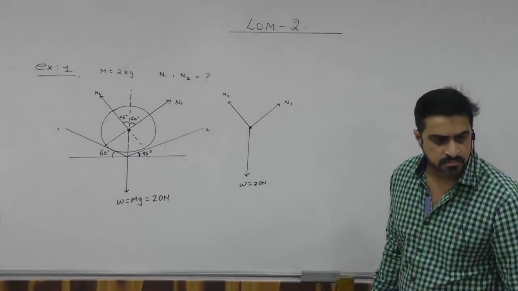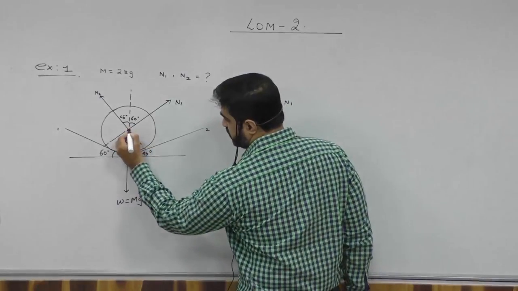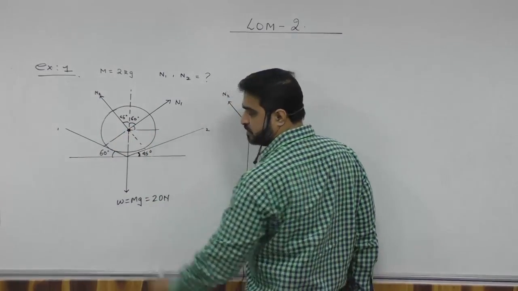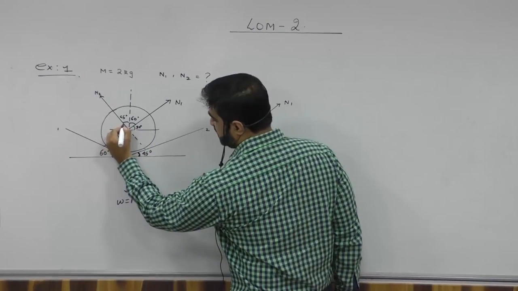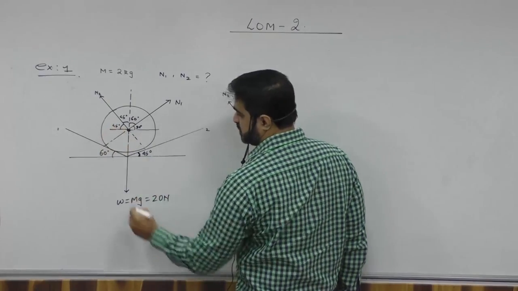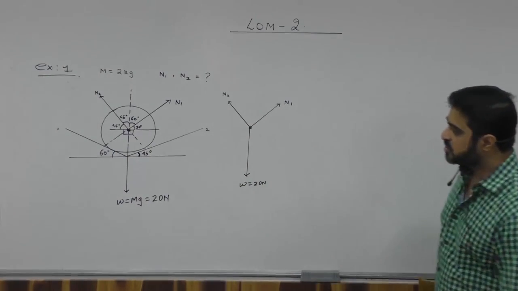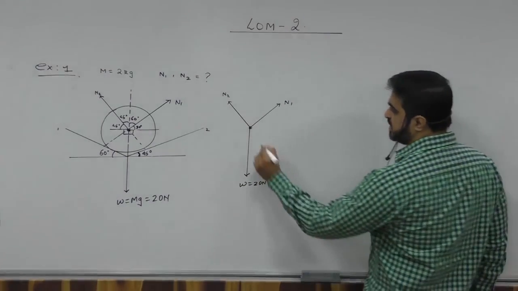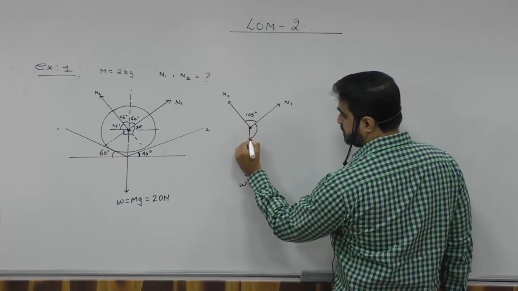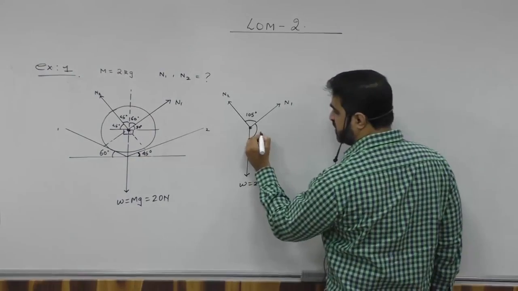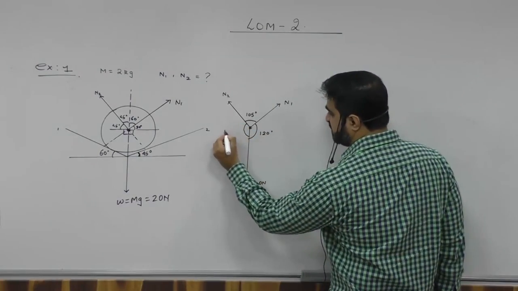Look now. This is what? 105. Now you know this is 30. And this will be how much? 45. So this whole thing will be 90 plus, na? Look now, Baba. So this angle is 105. This angle will become 30 plus 90. It will become 120. And this angle will become 135.